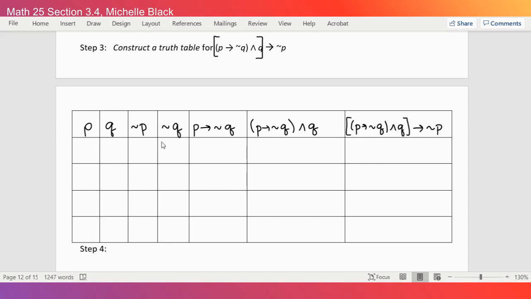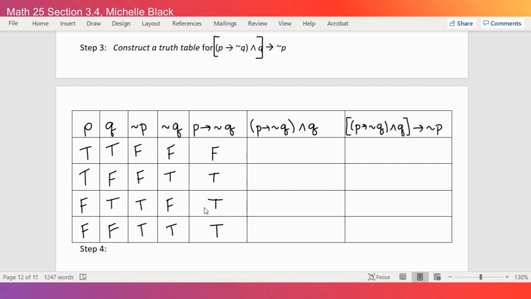I'm going to fill out the first 4 columns real quickly, and then we'll move on to the last 3. Okay, so I have the first 4 columns filled out. Now let's do our conditional with P and not Q. So from P to not Q, I have true to false, that's false. True to true, that's true. False to false, that's true. False to true, that's true.